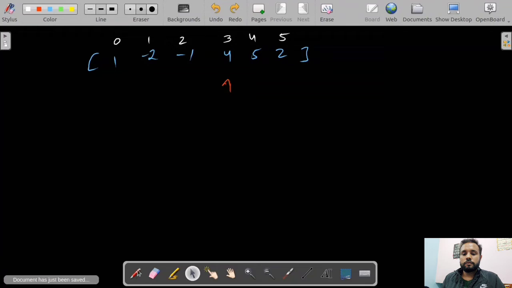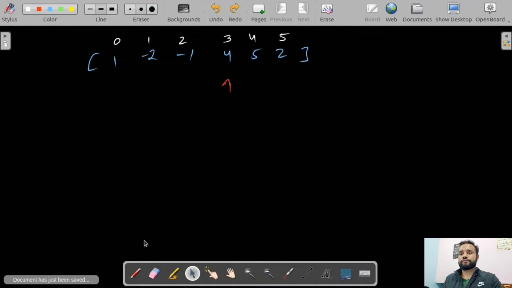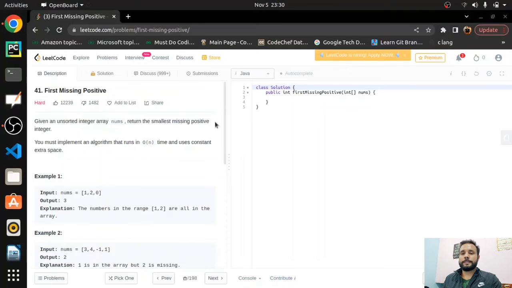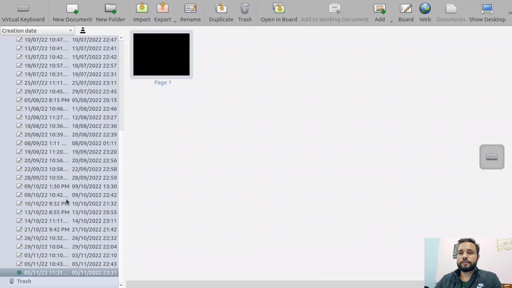Oh, I think there is some issue. No. What shall I choose? Wait. I know this is not going to work. Force quit. Let's open it again. This is crashing a little bit. Let me try to open the last page.